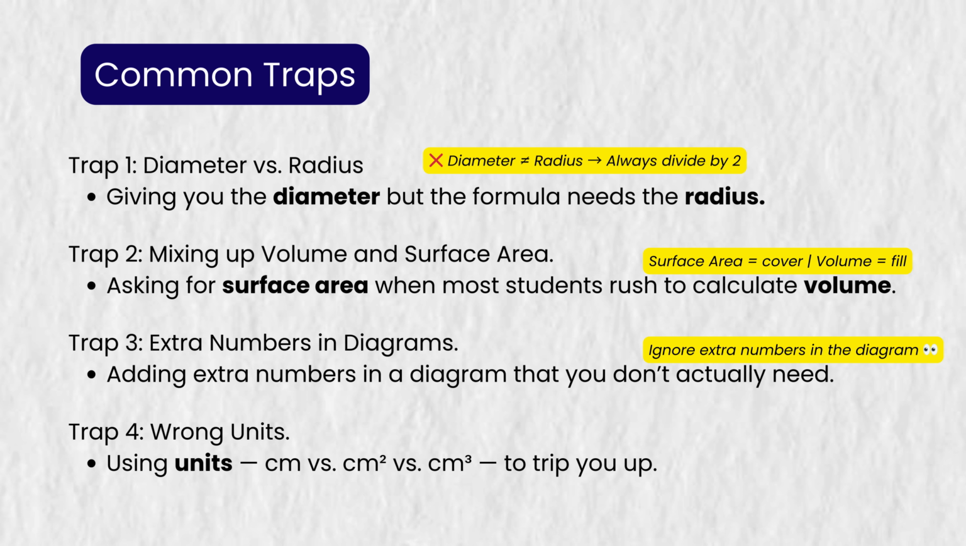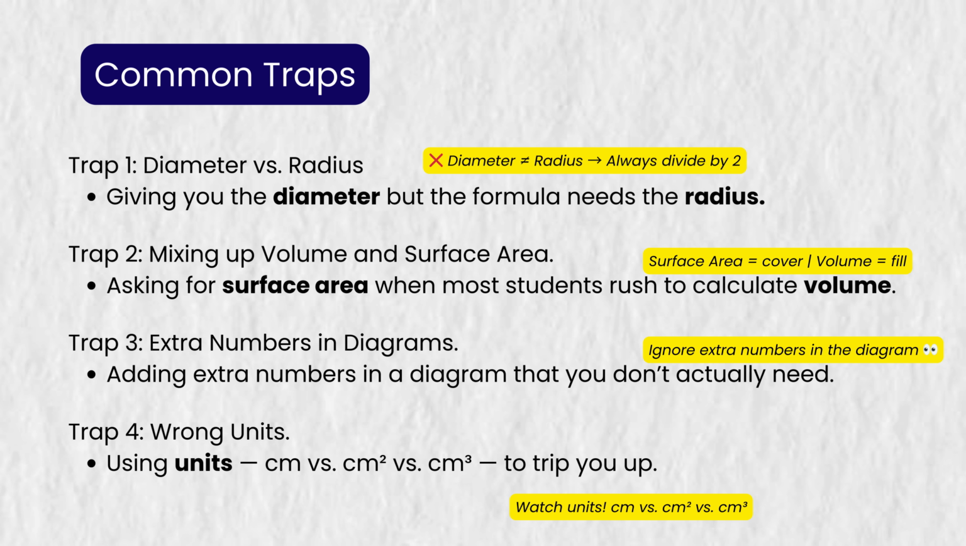Trap 4. Wrong units. This one catches people at the very end. Area answers must be in square units, square centimeters, square meters. Volume answers must be in cubic units, cubic centimeters, cubic meters. If you write just centimeters instead of square centimeters, the answer is technically wrong. Don't lose an easy point.